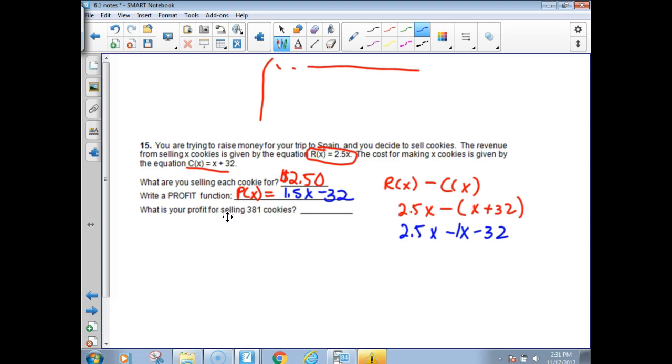Now, you want to know what your profit is for selling 381 cookies. That is a lot of cookies. You need to plug in 381.